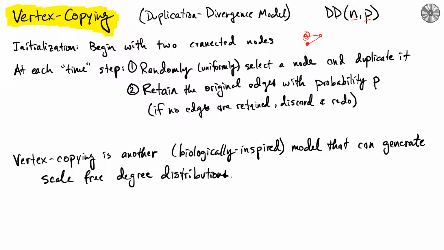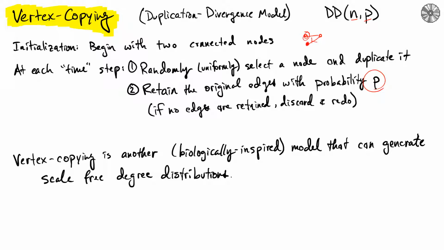And then what we do is we toss a coin with probability p to decide if we keep some of those edges. So for each edge that we copied, we're going to flip that coin to decide if we keep it or not. And if we end up discarding all of the edges, so this node is now disconnected, we delete it and we retry. But in general, there should be some edges left that somehow mimic what the copied node was like.